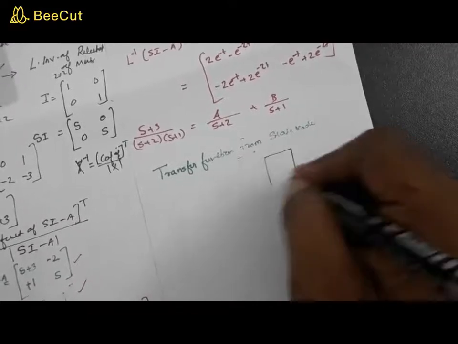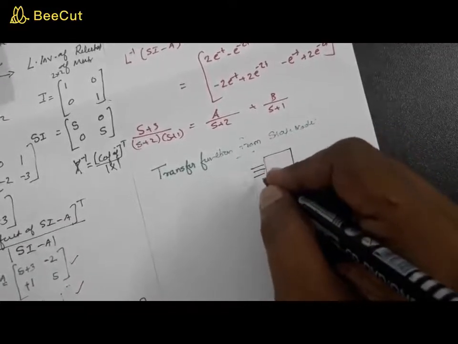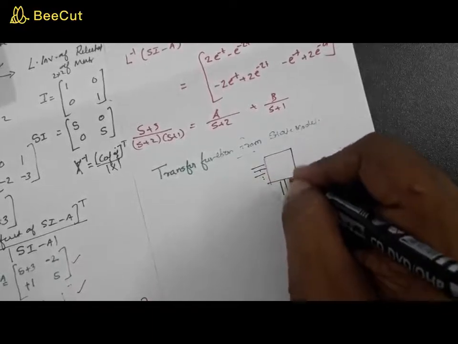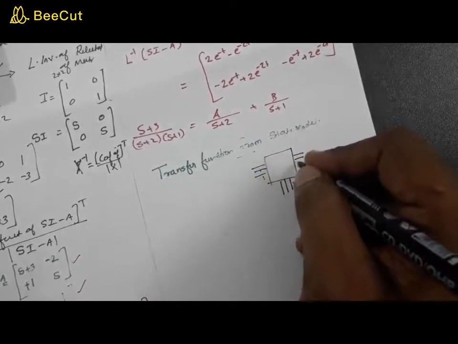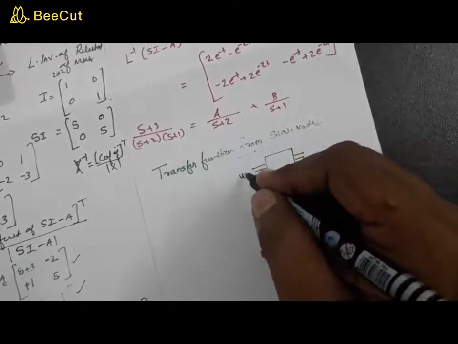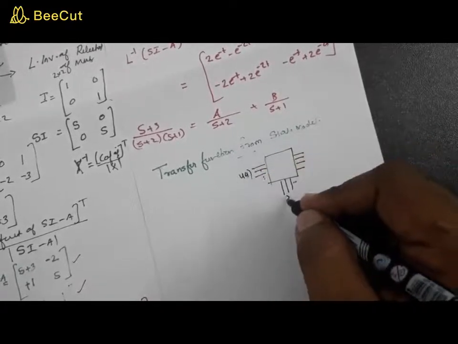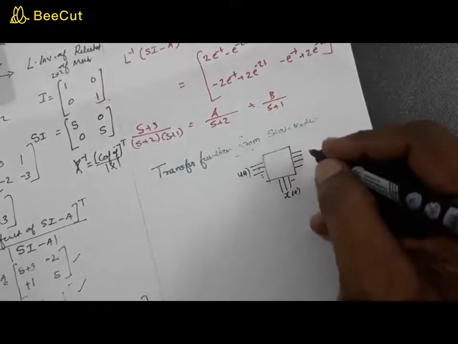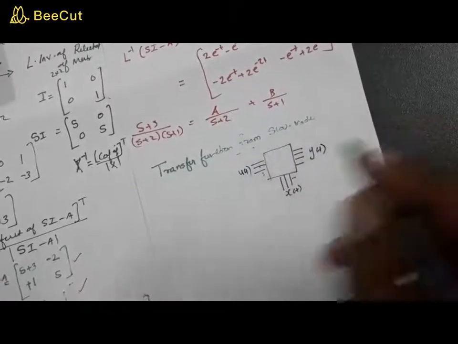Okay, now the next portion is the transfer function from a given state model. From the starting point itself, we have studied a block like this: we consider a system with u of t as the input, x of t as the state variables, and y of t as the output.